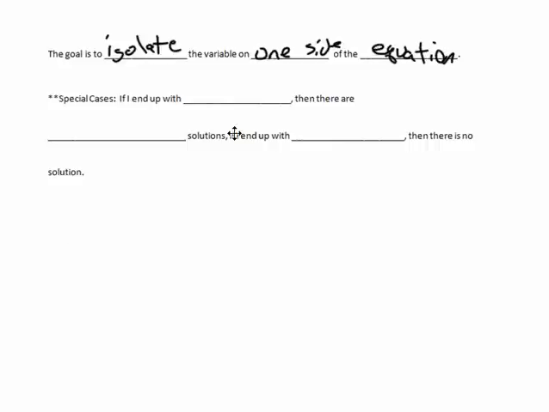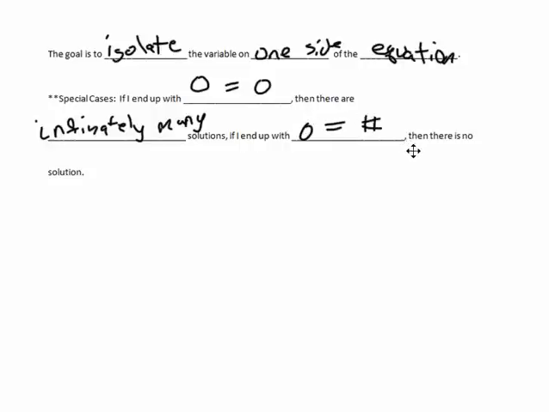Now, there are a couple of special cases, and we need to pay close attention to these. If I end up with 0 equals 0 as a solution, then there are infinitely many solutions. And if I end up with 0 equals some number, then there's no solution, right? It doesn't make sense that 0 equals 7 or 0 equals -1. That makes no sense whatsoever. So therefore, there are no solutions.